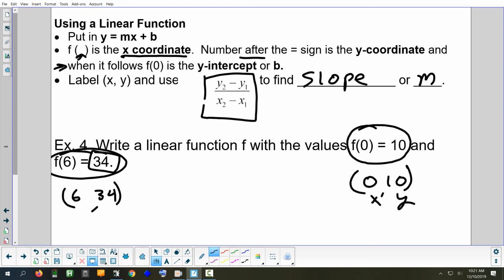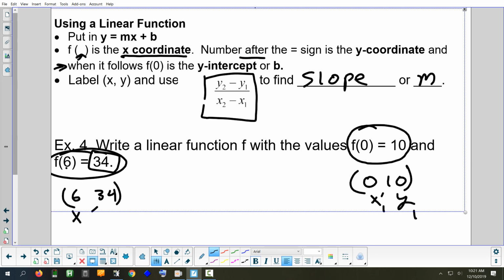Now we have to decide, do we want this to be x1, y1, or do we want it to be x2, y2? It doesn't matter. Okay, so we're going to make it x1, y1. The number in the parentheses is the x. 6 is in parentheses. 6 is the x. The number after the equal sign is the y. 34 is after the equal sign, so it's my y. You basically write it as a coordinate exactly the way you see it. Wait, what about the 2's? Yeah, we're going to do those right now.